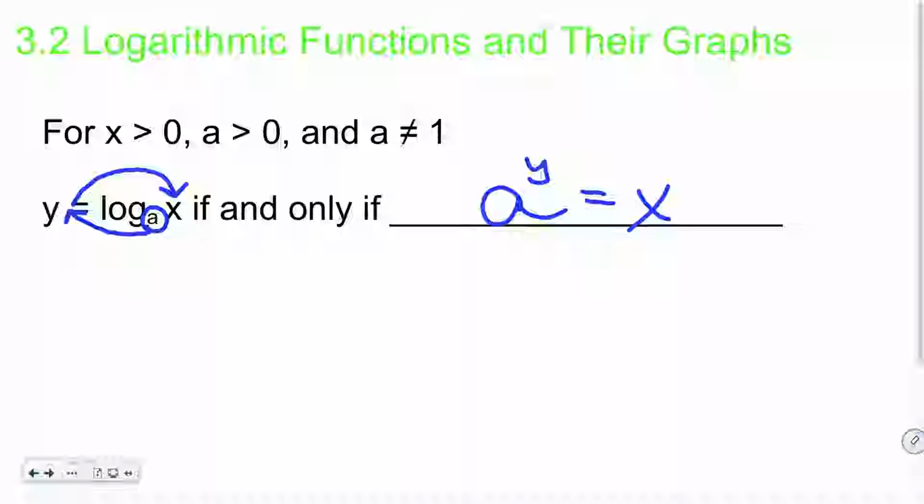So a logarithm is defined as an exponent. A logarithm is another way of writing what an exponent is. So if we have y equals log base a of x, that's the same thing as a to the y equals x. And since we have this if and only if statement, that means we can go from one form to the other and vice versa. We can go back and forth.